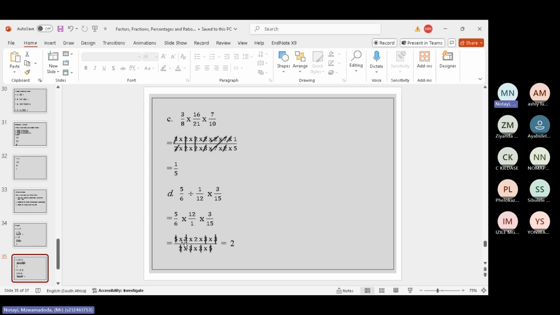So we can just multiply throughout, that is the numerators alone, and then the denominators alone. So we have 5 multiplied by 12, which in prime factors gives us 2 times 2 times 3, and then times 3. And then 6 is 2 times 3, and then 15 is 3 times 5. And then we cancel whatever appears at the top and at the bottom at the same time. So our answer is 2. What is left is 2.